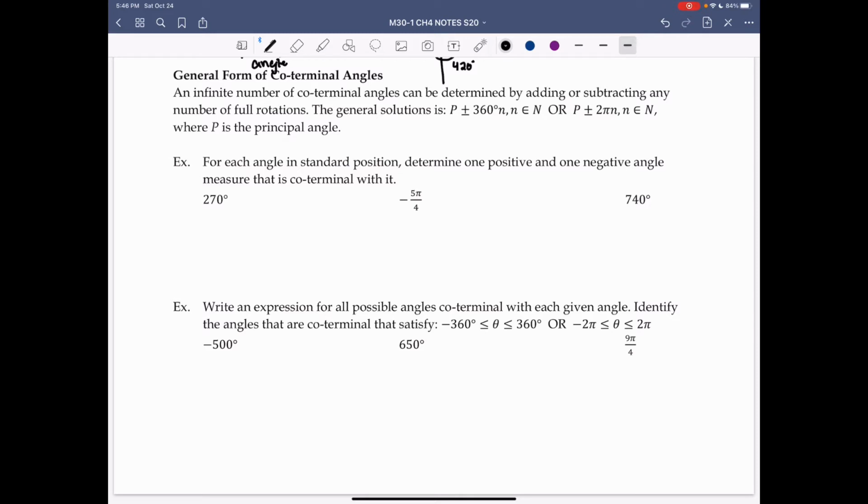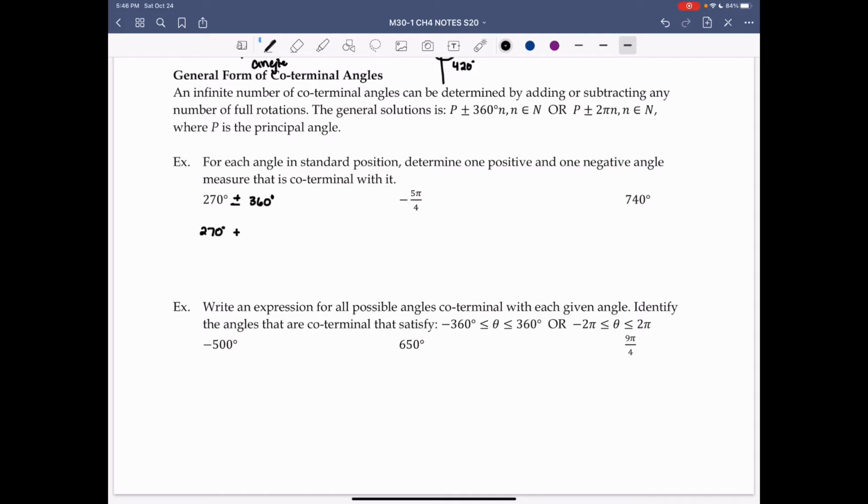Example, for each angle in standard position, determine one positive and one negative measure that is coterminal with it. We start with 270 degrees. So to get a coterminal angle that's positive, we could add 360 degrees. And to get a negative coterminal angle, we could subtract 360 degrees.